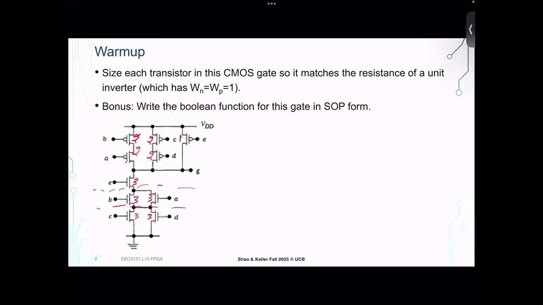So this is how we size a complex gate. You can apply this technique to gates of arbitrary complexity. In practice, for reasons that we won't go into detail about in this class, it's very rare to have gates that have more than 3 transistors stacked in series like this. So it would be very rare in a real technology library to have gates that are much larger than the one we're looking at here.